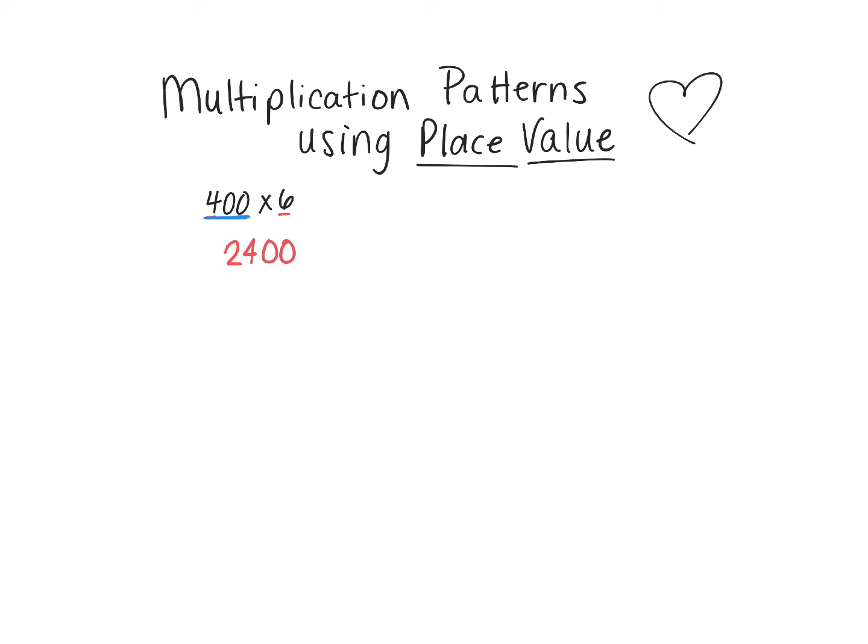So let's try another one. Let's try 60 times 30. In this one, our basic math fact is 6 times 3, which is 18. But this is 60, which is 10 times bigger than 6, so we add a 0. 30 is 10 times bigger, so we need this answer to be 10 times bigger. Our final product is 1,800. This will always work.